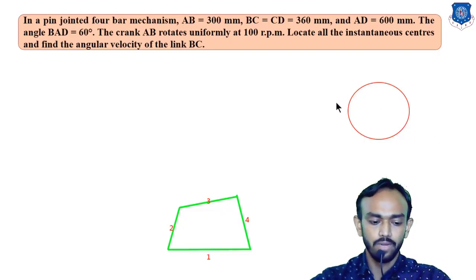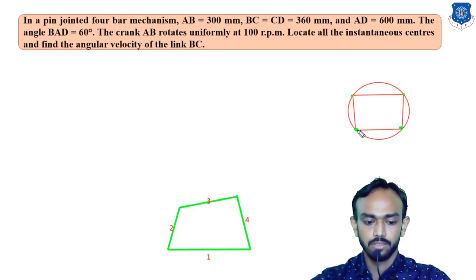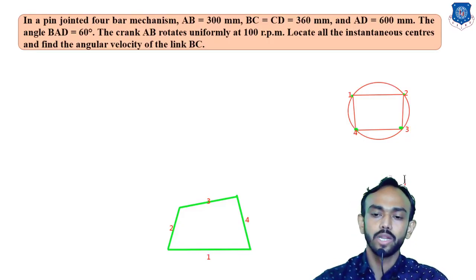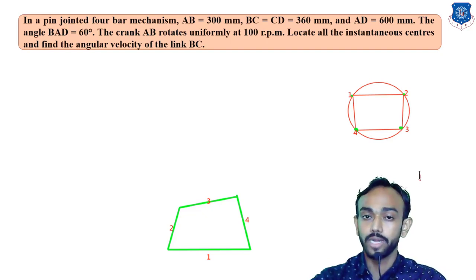Okay, so I will draw it like this: 1, 2, 3 and 4. I will locate this point as 1, 2, 3 here and 4 will be here. Let's say 1, 2, 3 and 4. So first of all we have to locate all the 4 eye centers. From this diagram you will find how you can locate all the eye centers.